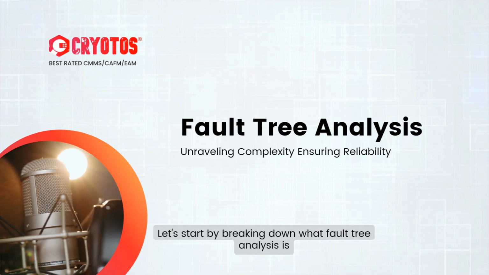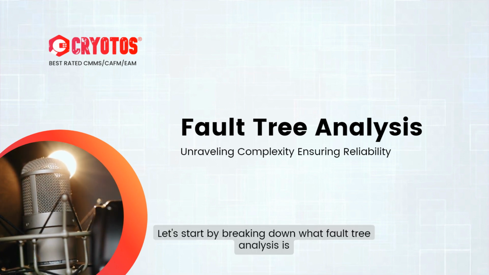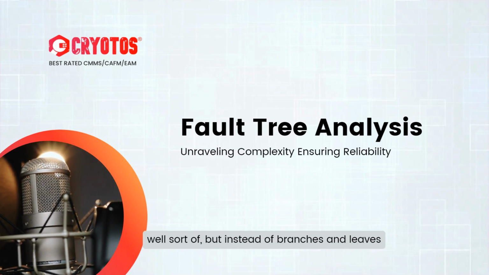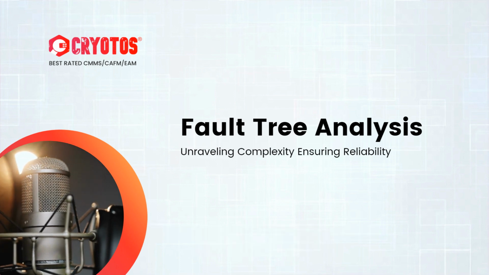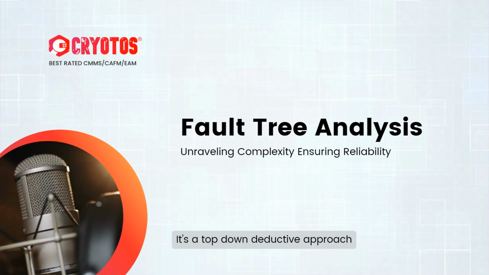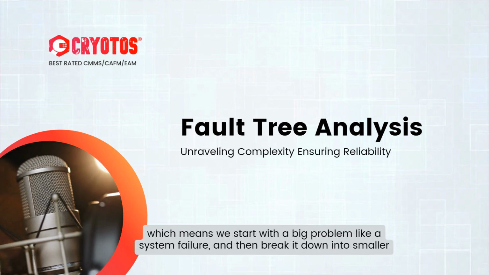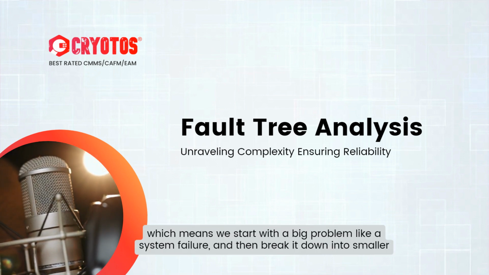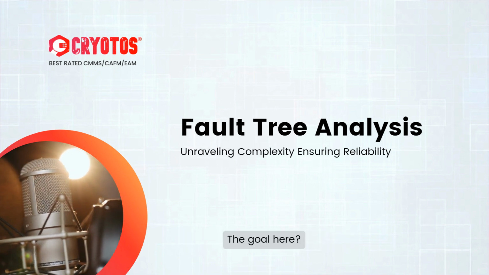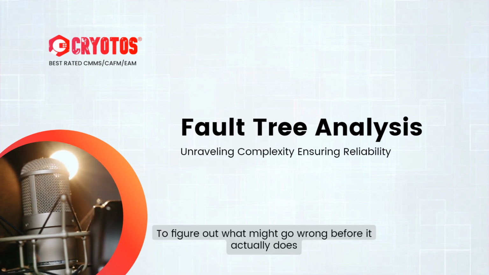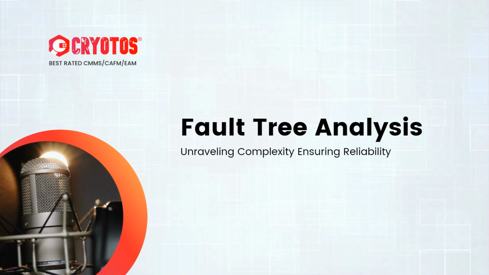Let's start by breaking down what fault tree analysis is. Imagine you're looking at a tree, well, sort of, but instead of branches and leaves, we're dealing with potential failures or faults and how they're connected. It's a top-down, deductive approach, which means we start with a big problem like a system failure and then break it down into smaller, more manageable pieces or causes. The goal here: to figure out what might go wrong before it actually does.